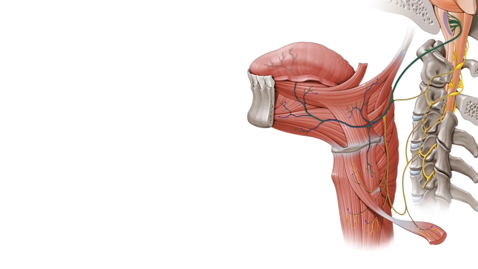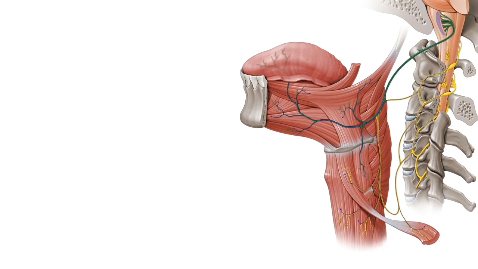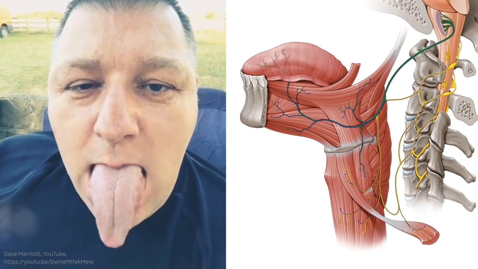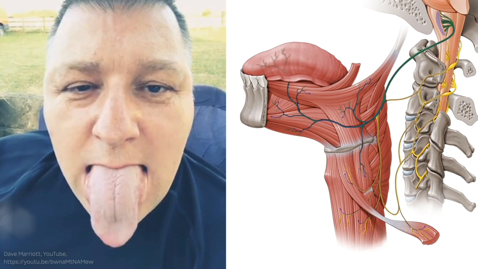So the hypoglossal nerve is one of the 12 cranial nerves and has one main primary function, which is to do exactly what you see here. Yes, this is the nerve which controls the majority of the muscles in your tongue.